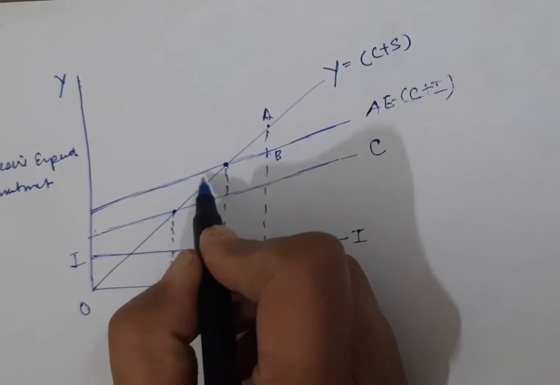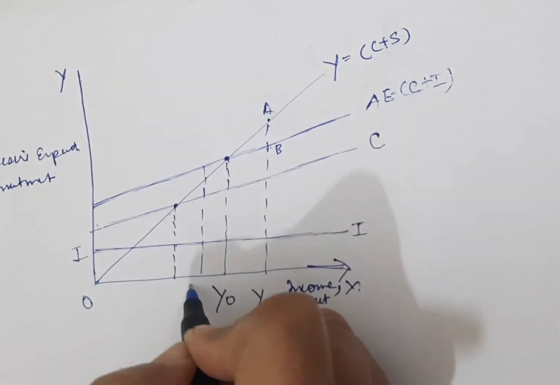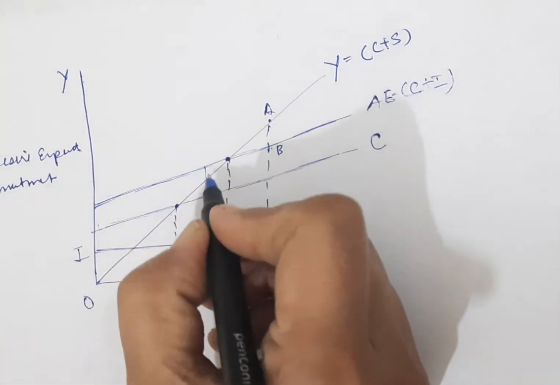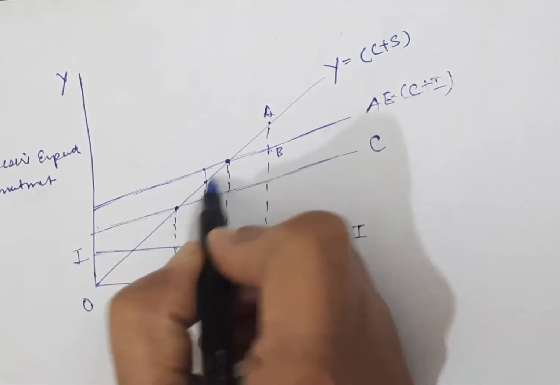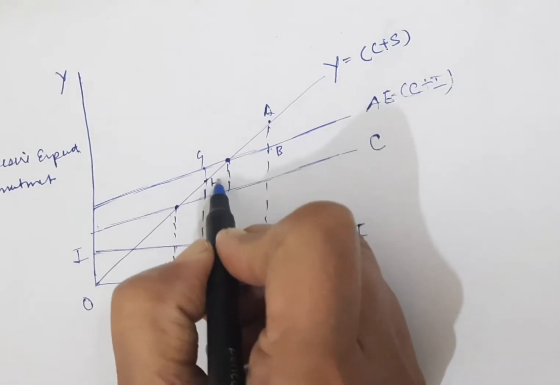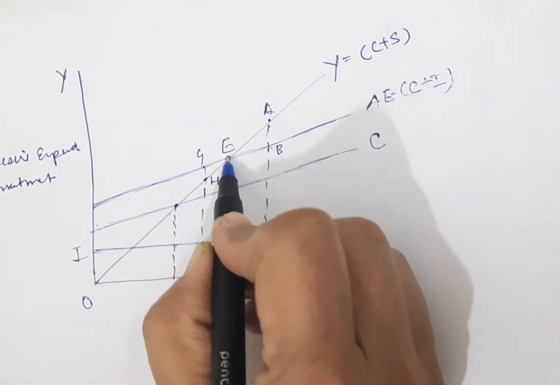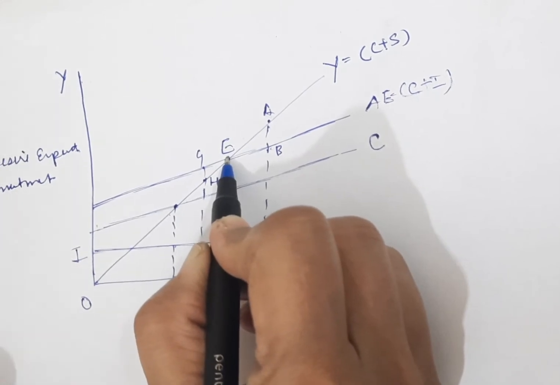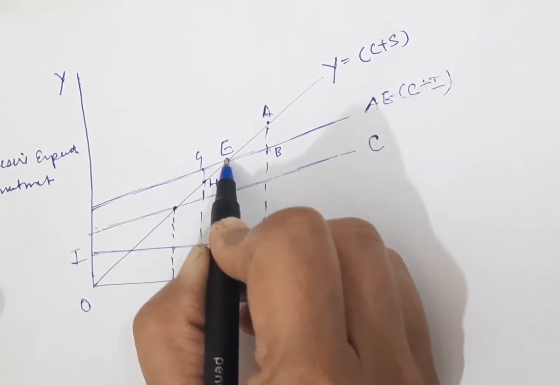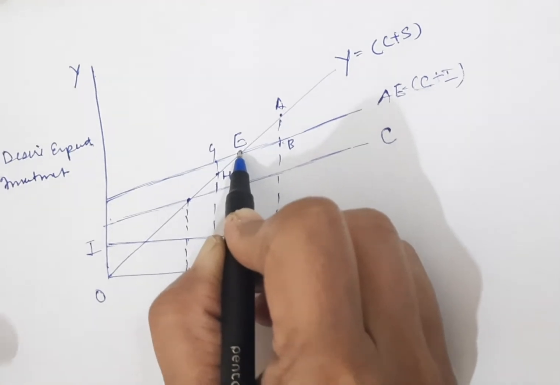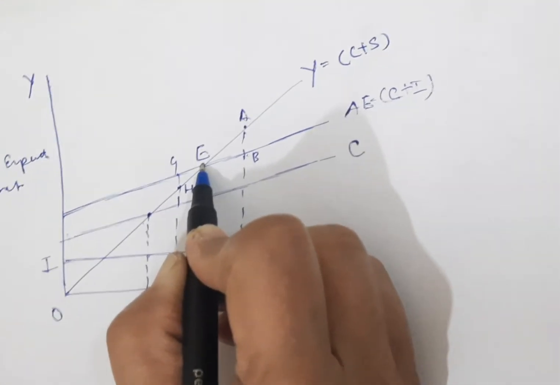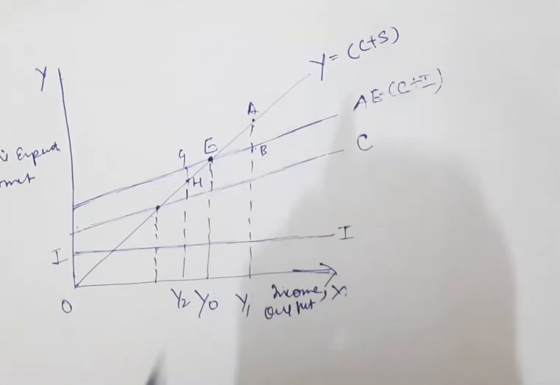And this was another level of income, that is Y2, where aggregate demand was greater than aggregate supply by GH amount. We have studied, and this was the point of equilibrium where aggregate demand was equal to aggregate supply in the previous equilibrium determination concept, that was the aggregate demand and supply approach.